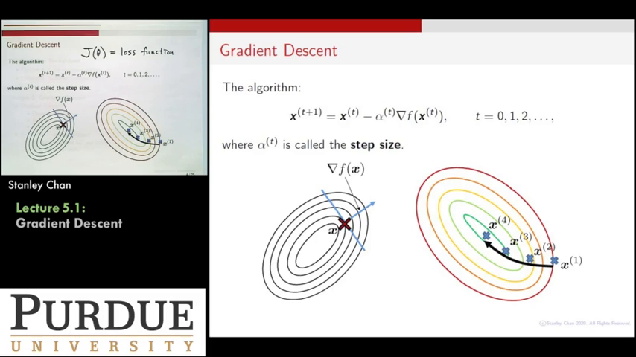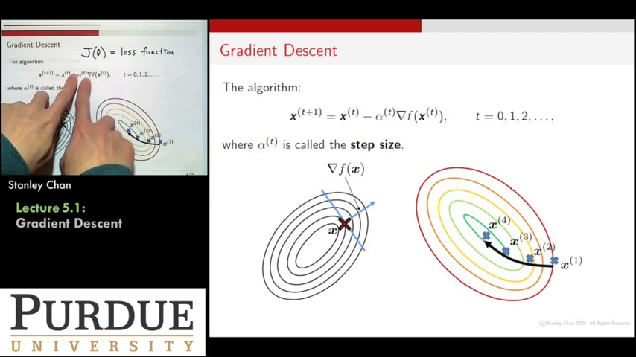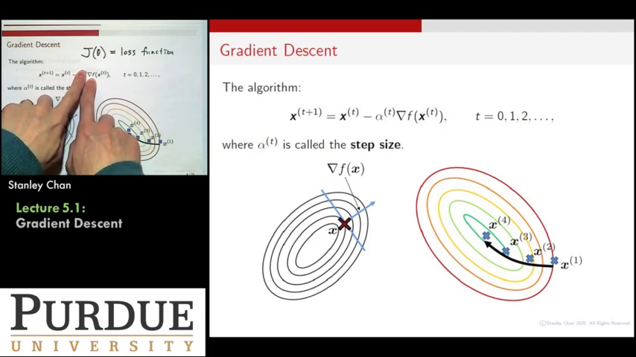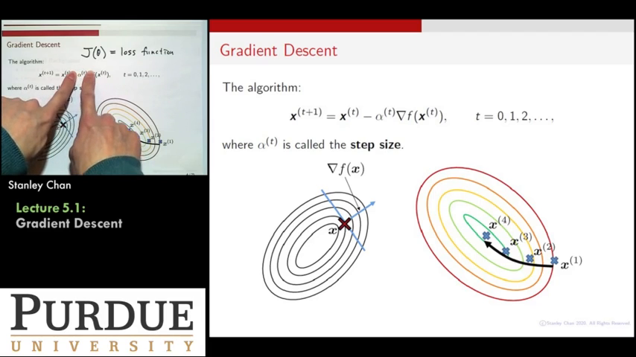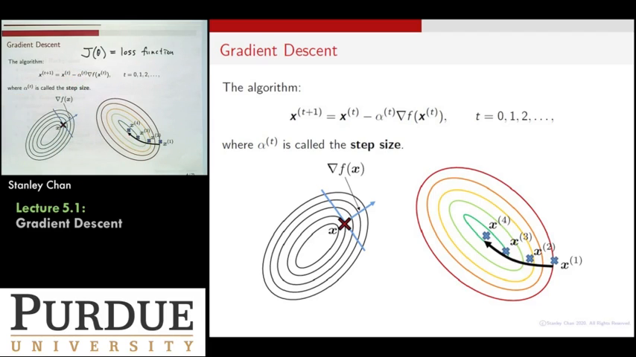But why is it called gradient descent? Of course, there should be the gradient involved. Where's the gradient? What gradient is this? Okay, so let's say you have a function f, and then you plug in this number x of t into the function, and then you evaluate the gradient. So that's called a gradient. And then you put the alpha t. Alpha is called the step size, okay, which I'm going to talk about later.